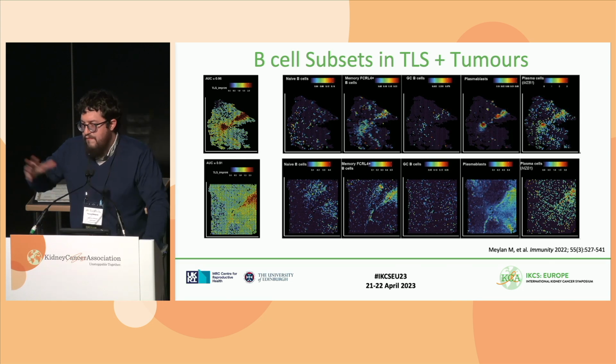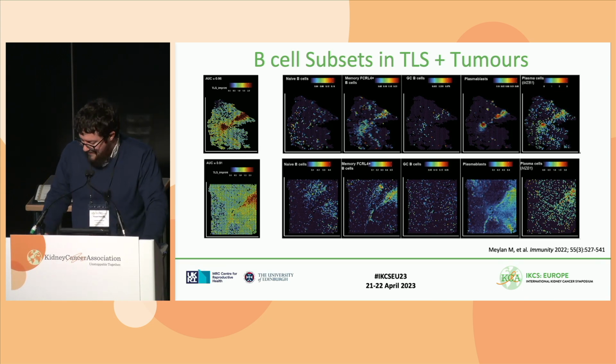When we go further down the maturation stages of the B cells, we see that we have some memory B cells that are located inside the tertiary infrastructures. The germinal center B cells are all, as could be expected, inside the tertiary infrastructures only. We see some plasmablasts really restricted to the TLS, but when we go to full-blown plasma cells, they are not only found inside the TLS, but are also spread out across the tumor.